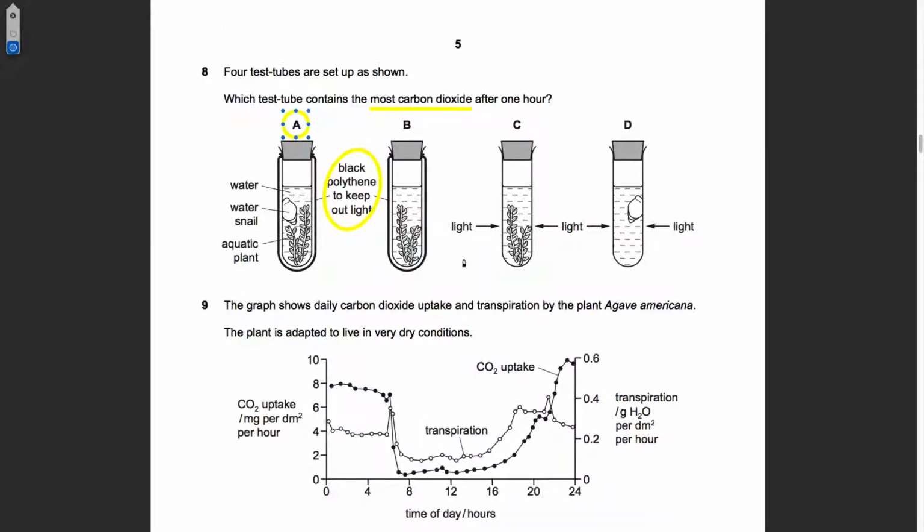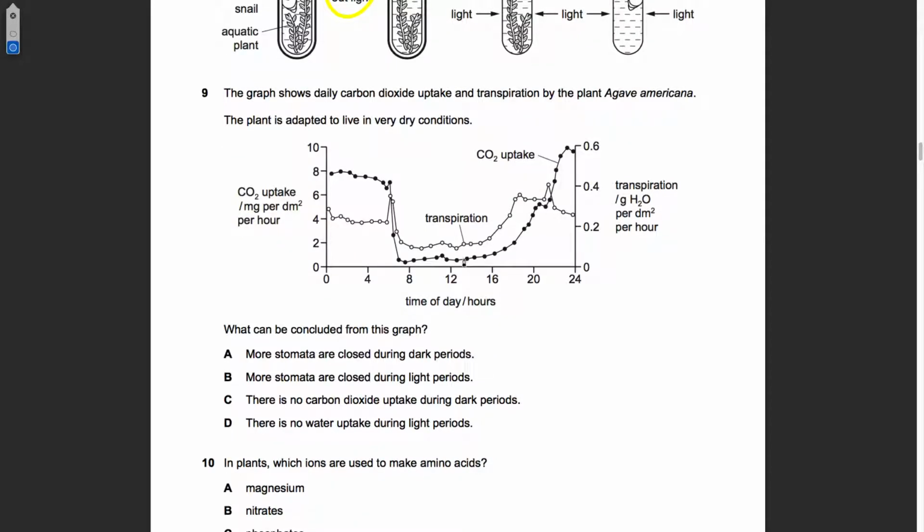Okay, number 9, another tricky question, a data question. We've got two sets of data on the same graph, which is always a little bit confusing to look at. So we have daily CO2 uptake, which is the darker points here. Okay, there's your CO2 uptake. So this is from sort of midnight through to 12 o'clock noon through to midnight the following night. And then we've got transpiration, which is the clear or white dots shown. It says, what can be concluded from this graph?